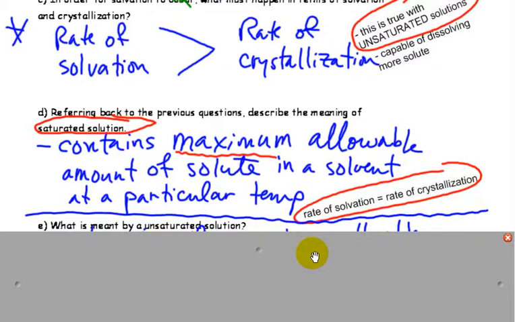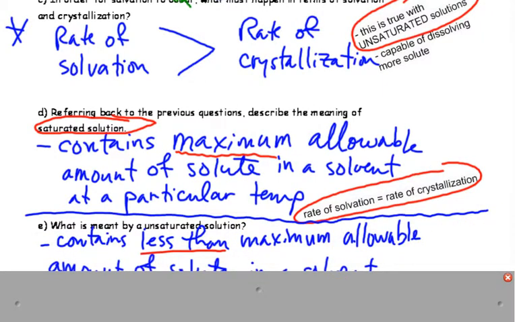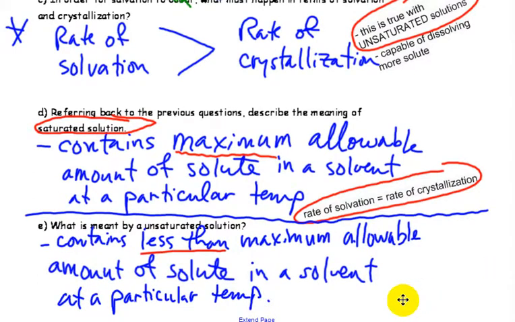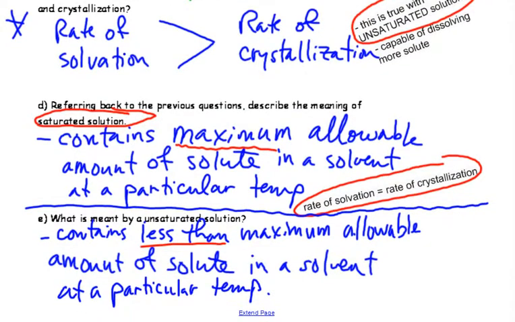So if you have a saturated solution and put more salt in it, it looks like that salt is just sitting on the bottom of the beaker, but it's not. It's actually dissolving and crystallizing. It's just that our eye can't detect those changes that are happening. Therefore, it looks like it's just sitting there, even though it's not. Okay, so back to this. Unsaturated solutions contain less than the maximum amount of solute in a solvent at a particular temperature, so you can dissolve more.